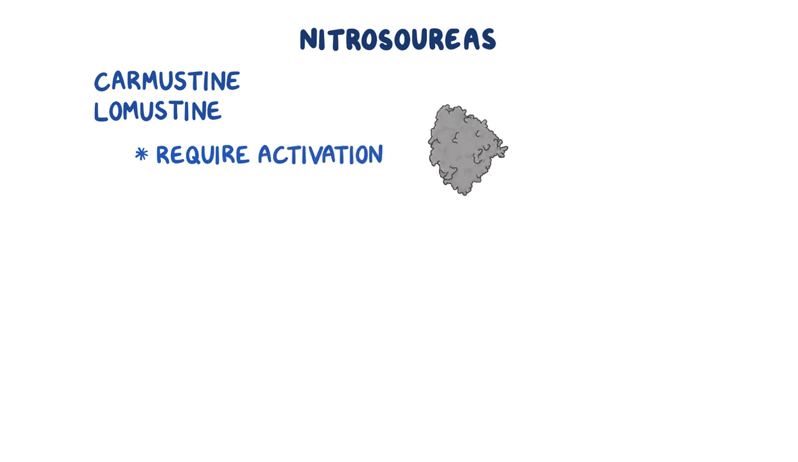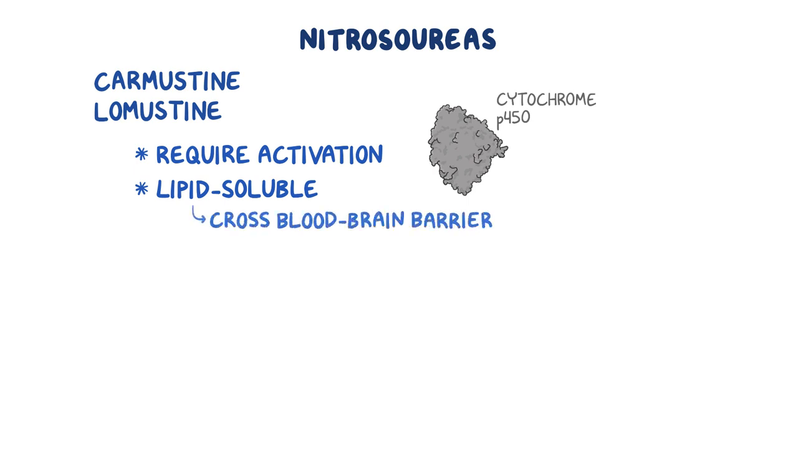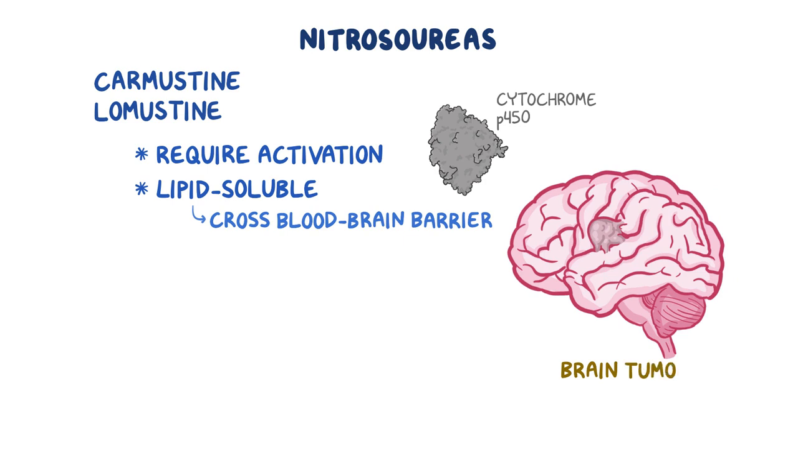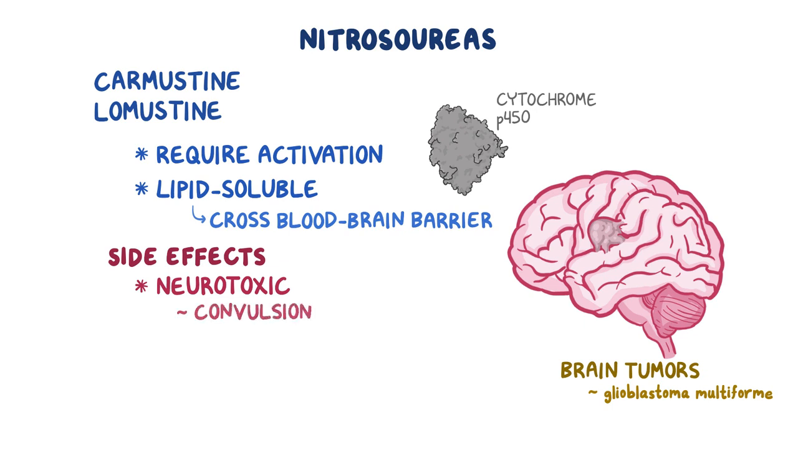Now, nitrosoureas, which include carmustine and lomustine, also require activation in the liver by the cytochrome P450. They are highly lipid-soluble medications, meaning they can cross the blood-brain barrier, and that's why they're primarily used to treat brain tumors, like glioblastoma multiforme. However, they are also neurotoxic and can cause convulsions, seizures, and ataxia, or poor coordination of muscle movements.